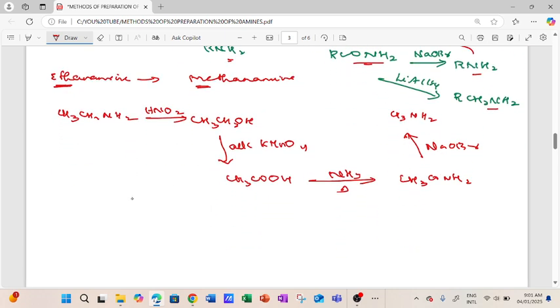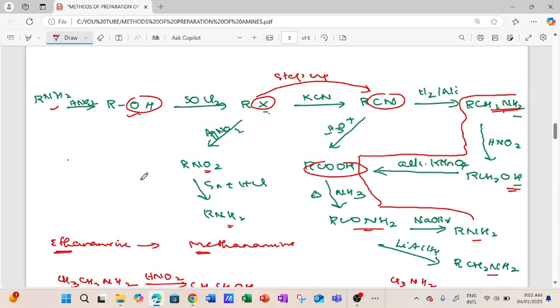Now just the opposite. How do we prepare ethanamine from methanamine? How can we increase the carbon atom? Again we write the formula. CH3NH2 is methanamine and finally we need CH3CH2NH2. So we need to think in which way we can increase the carbon. Increasing the carbon, or step up reaction, is this only. If we have RNH2, first we convert it into ROH, then into RX, then into RCN, and then into RCH2NH2.